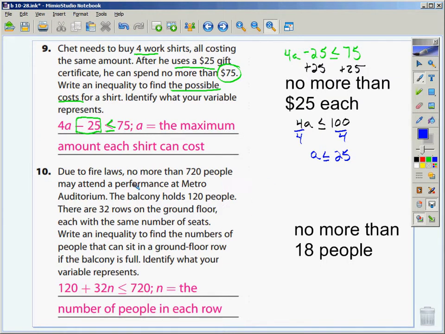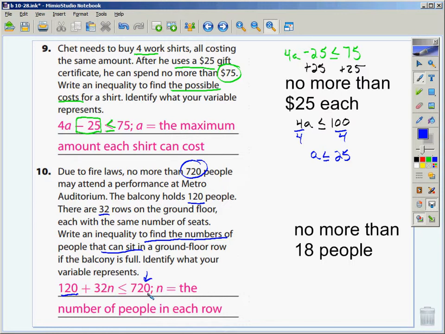Number 10. Due to fire laws, no more than 720 people. That's a total, 720 people. There's 120 people that they're starting with that can fill the balcony. There's 32 rows, and they're asking how many people in each row. So 32 times the number of people.